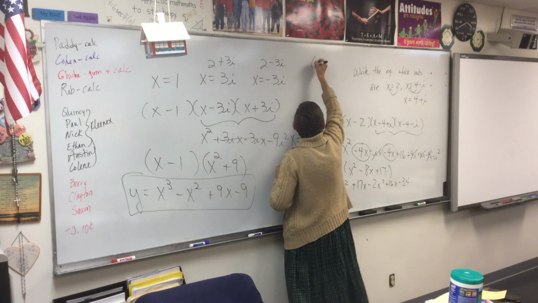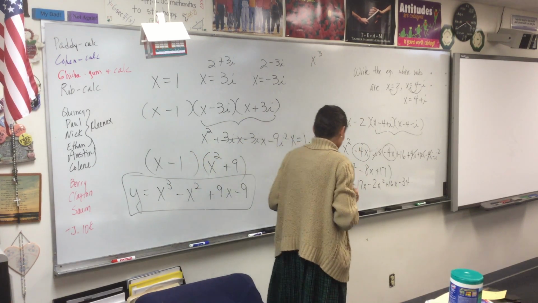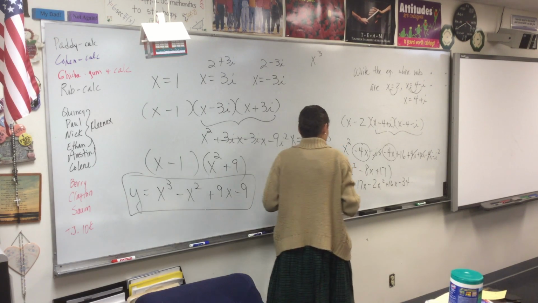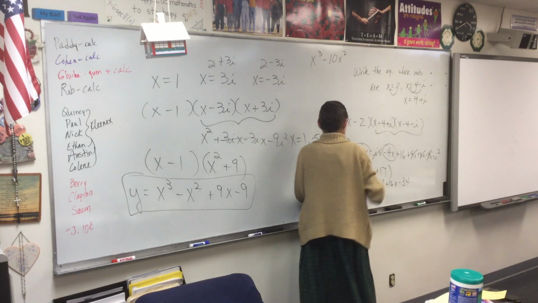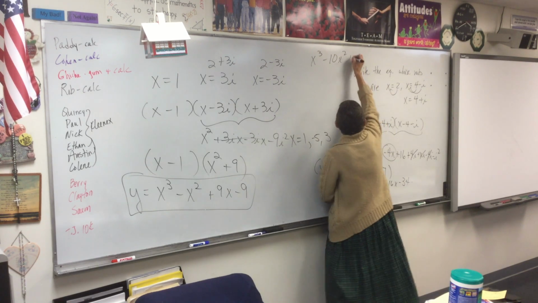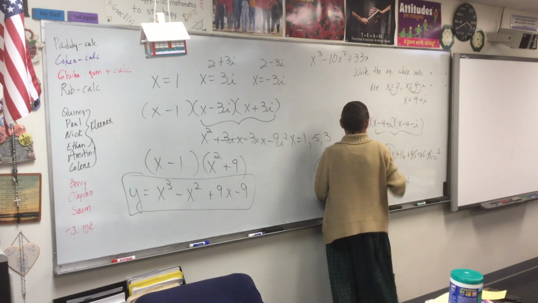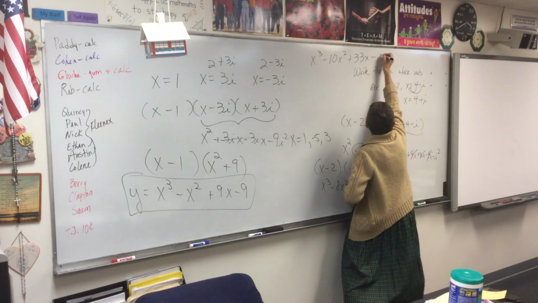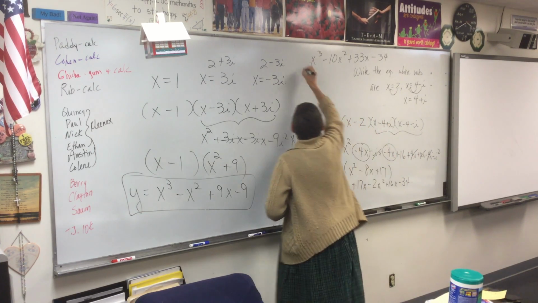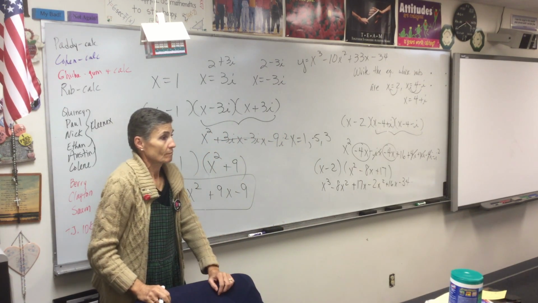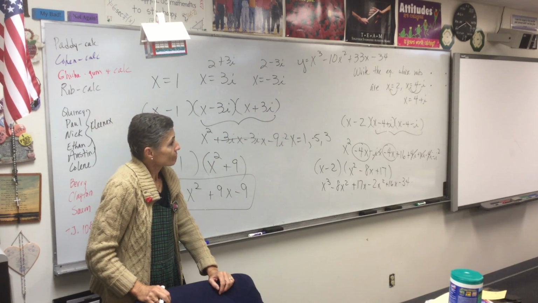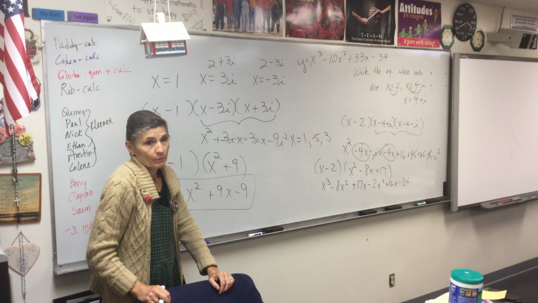Collecting like terms, I have an x cubed, minus 10x squared, plus 33x, and minus 34. You okay with that?